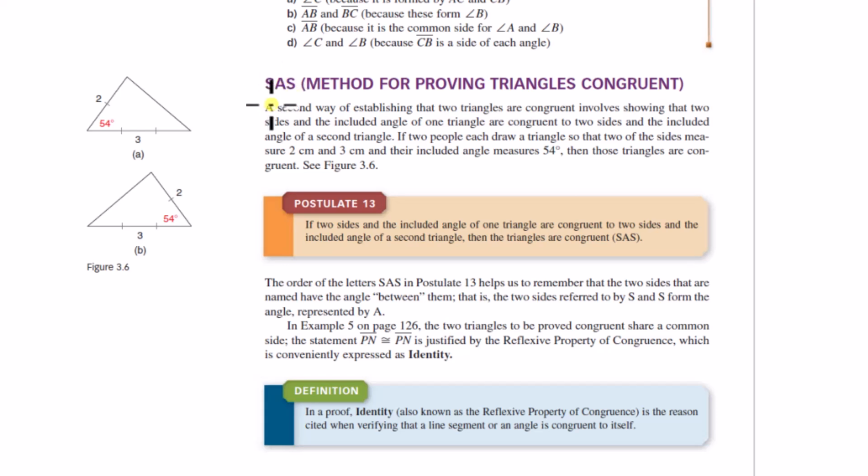It's not just any angle or any two sides here. The angle needs to be included between the two sides. And so that's the criteria. If you have two separate triangles like shown here, and you don't know if they're congruent, but if you can show that two of the sides of that triangle have the same length, as well as the angle included between those two sides has the same measure, then those triangles are congruent.